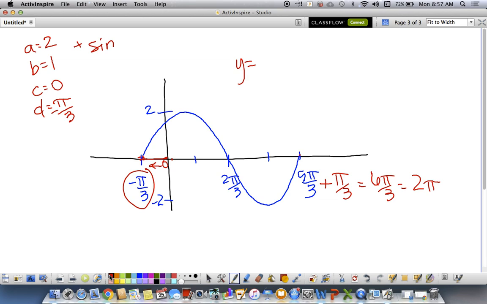Y equals, go ahead, John. I said y equals 2 sine parentheses x plus pi over 3. Yes? Yes. So D, even though it's a negative pi over 3, when we put it in parentheses, you've got to have that opposite sign. We're going from x equals back to the parentheses.